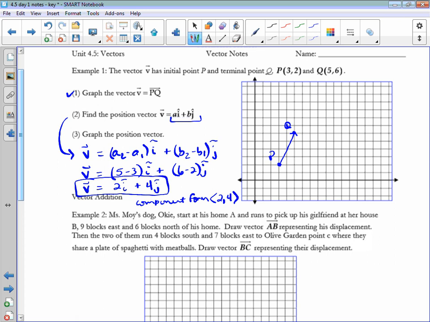And then the third step says to graph the position vector. So I'm just going to use the corner of my graph here. I'm going to make a new xy axis here. So let's pretend that's x, this is y. The position vector is just talking about going from the origin instead of just being out in the middle of your grid. So from the origin, I'm going to go right 2 and up 4. So that's your new vector. So your initial point is (0, 0), then over 2, up 4.